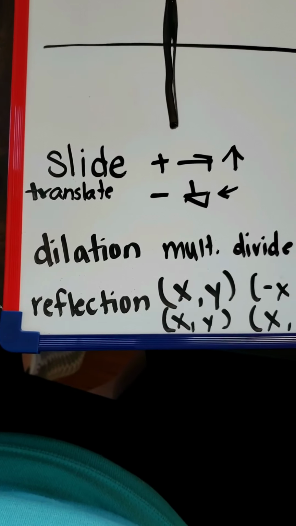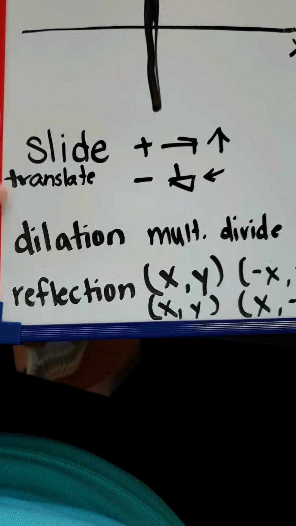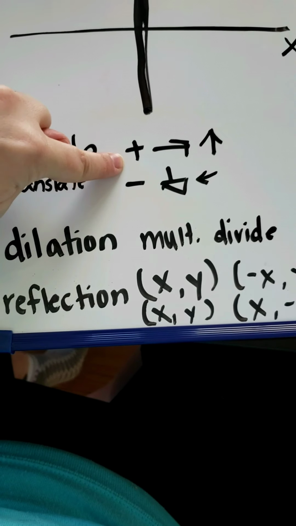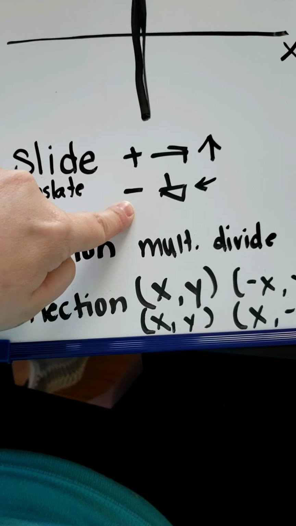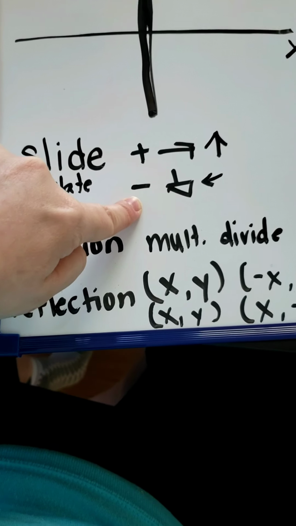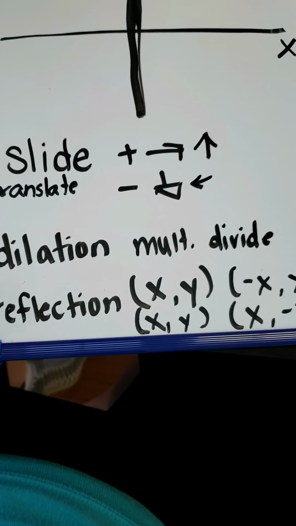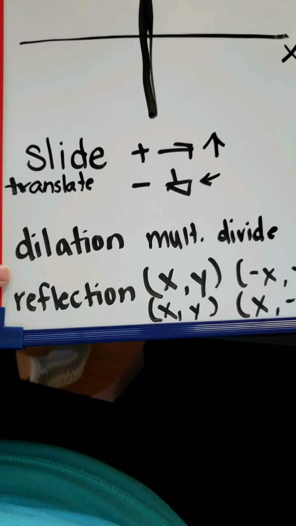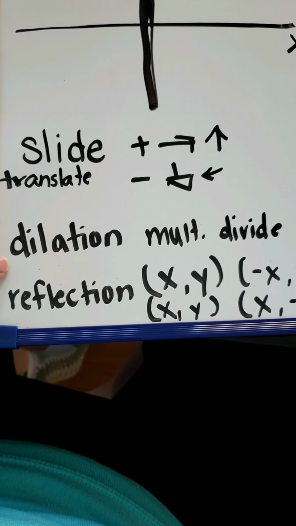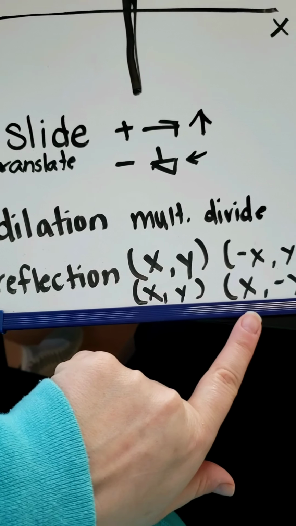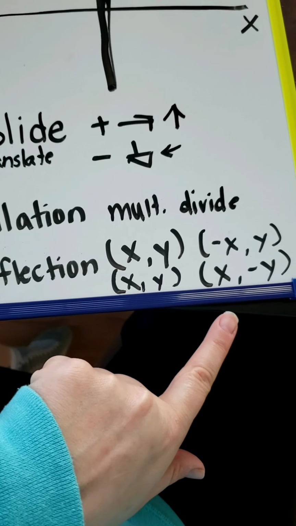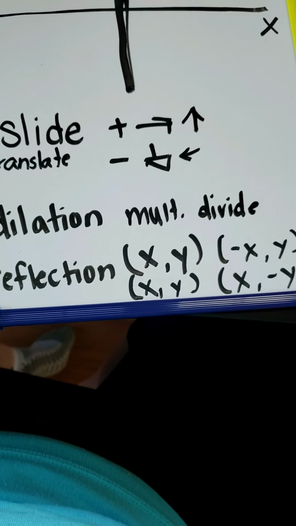All right, a couple hints. Translation, if we're moving to the right or up, it's going to be a positive change. If we're moving to a negative change, it's going to be down or to the left, and you would subtract those based on the coordinates. Dilation, we are multiplying or dividing both coordinates, not just one. Reflection, either our x or y will change based on which axis you're reflecting over.